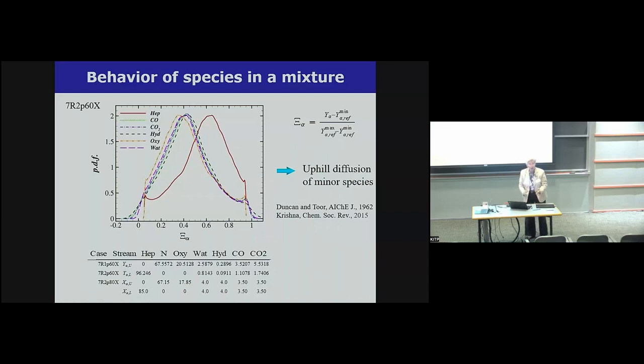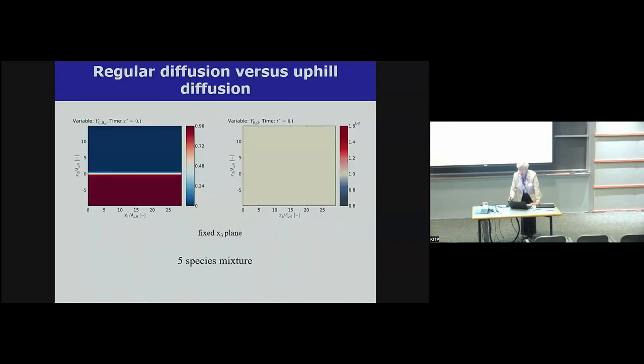This is called uphill diffusion, okay? And it's a phenomenon that is so prevalent that it is used in industry for extraction purposes, okay? It was first observed by Duncan and Toor in 1962, and there's a review paper here by Krishna, 2015. So let me show you what uphill diffusion is. I'll show you now some animations.